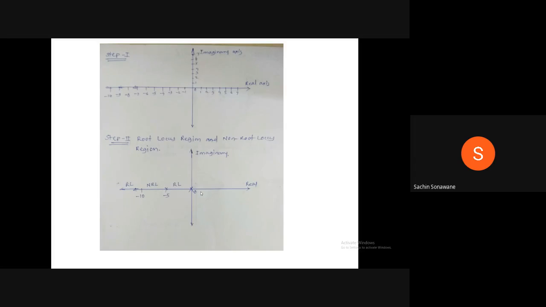Addition of poles and zeros is equal to 1. Therefore, it is an odd number. Since it is odd, between -5 and 0, root locus region exists. Now, towards the right side of -10, the number of poles and zeros is equal to 2. Therefore, between -10 and -5, no root locus region. And from -10 to minus infinity, again root locus region exists.